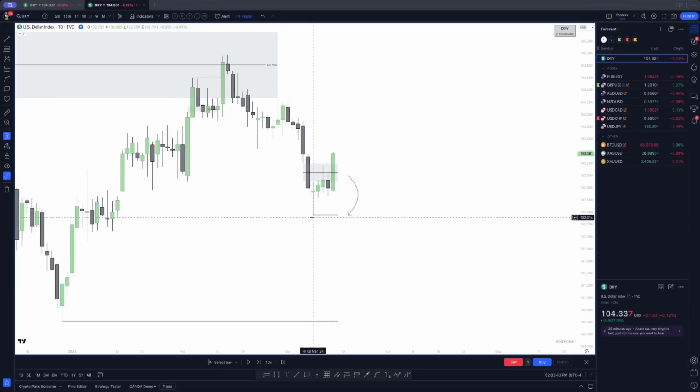This external range liquidity is never guaranteed, but a nice little small 2R move within this is very high probability to tag you out and give you a nice green trade.